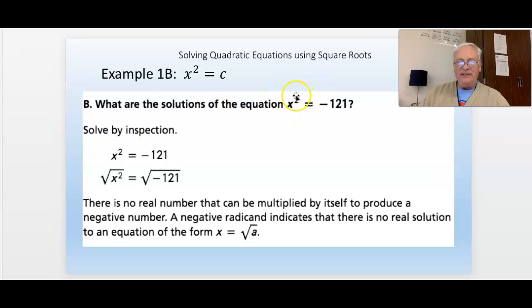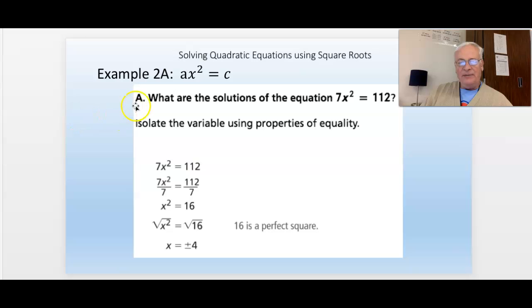If we have something that says x squared equals negative 121, you might say, well, that's 121, I think that's the square root of 11. But that's wrong. We cannot take the square root of a negative number. There's no real number that can be multiplied by itself and produce a negative number, because when the signs are the same, the answer has to be positive. There's no real solution if the radicand, the number inside the house, is negative.